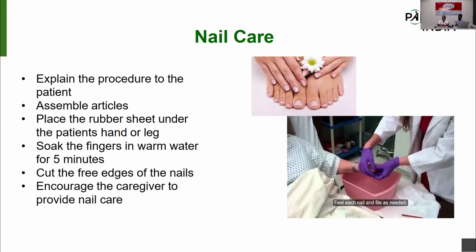Why? Because they will have itching. They will scratch the skin and that can lead to skin laceration, and that can even worsen the condition and lead to bed sore. So nail care is very important. We have to explain the procedure to the patient, assemble the articles, place the rubber sheet under the patient's hand or leg, soak the fingers in warm water for 5 minutes and cut the edges of the nails. This is also very important. And also encourage the caregiver to provide nail care frequently, whenever needed. Next.